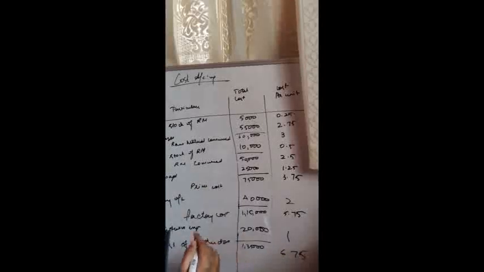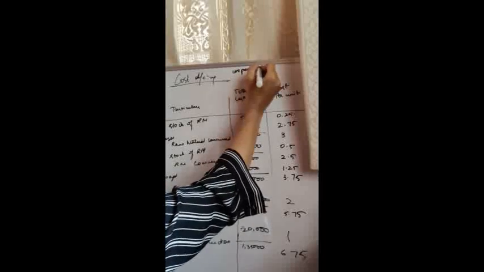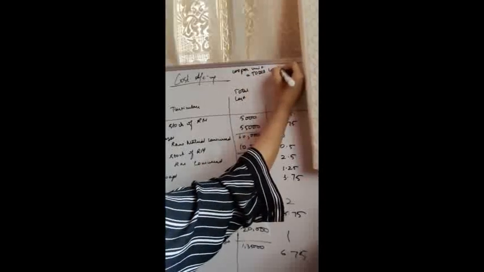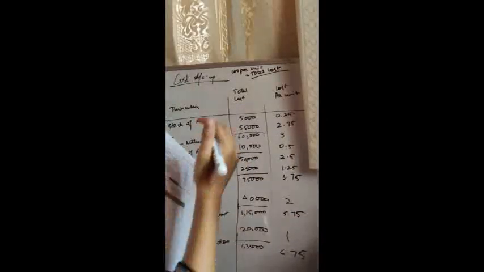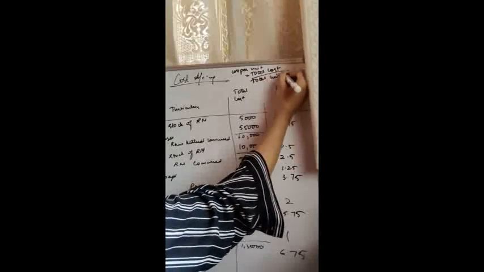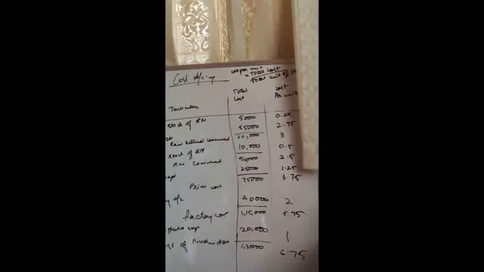So your cost per unit is equal to total cost divided by the total units of product. I hope the third problem is clear to you all.